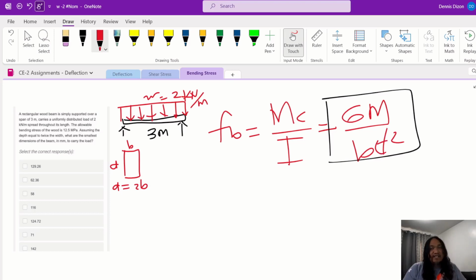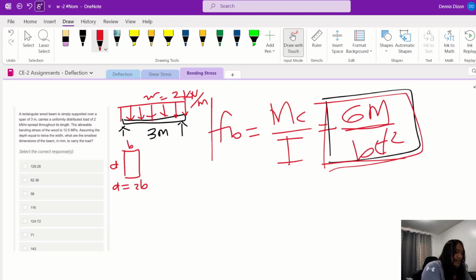So that is 6M over bd squared. This is only applicable for a rectangular section. Do not use this direct formula if your section is, say, I-shaped or a composite section. This formula is only for bd squared, because I is bd cubed over 12 and your c is d over 2, and you simplify that. This will be 6M over bd squared.